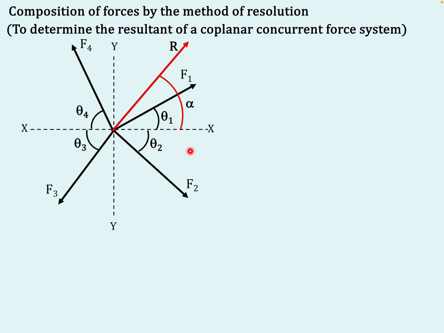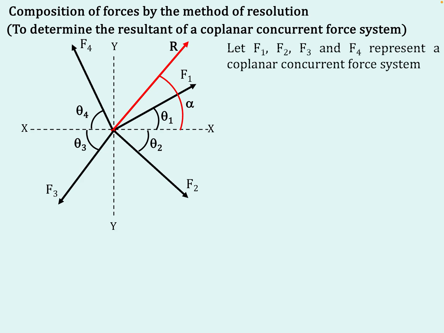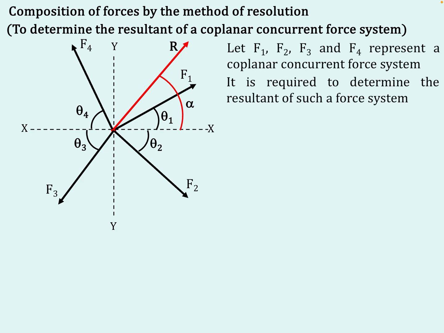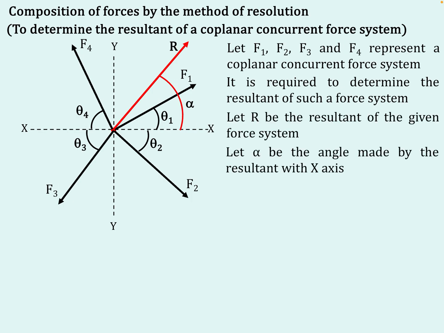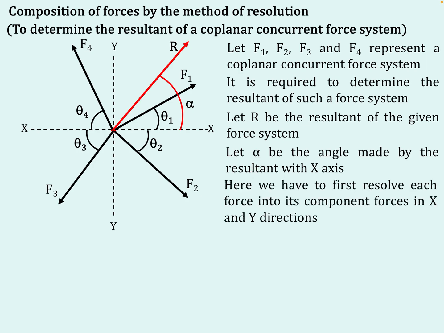So let us know the procedure as to what is to be done. F1, F2, F3 and F4 represent a coplanar concurrent force system, and our requirement is to find the resultant, R and alpha. So what should we first do? Let us first resolve each force into its component forces in the x and y directions.